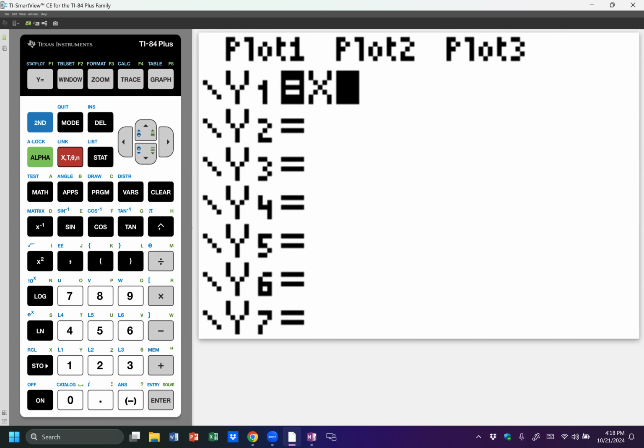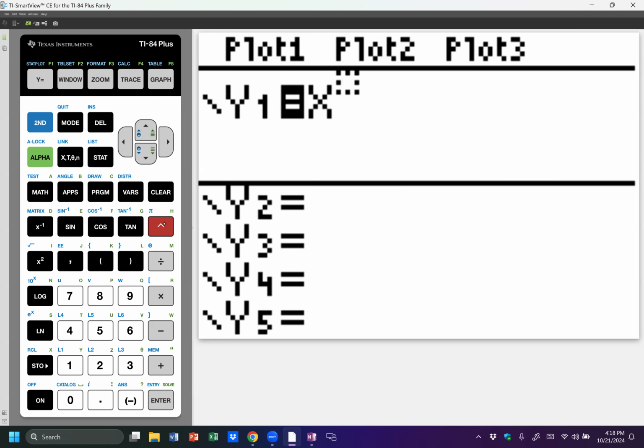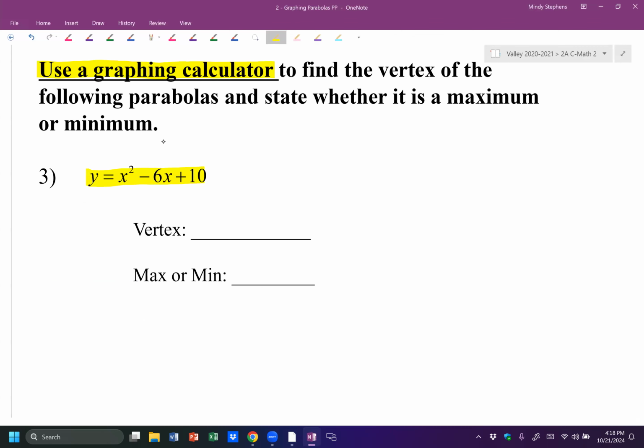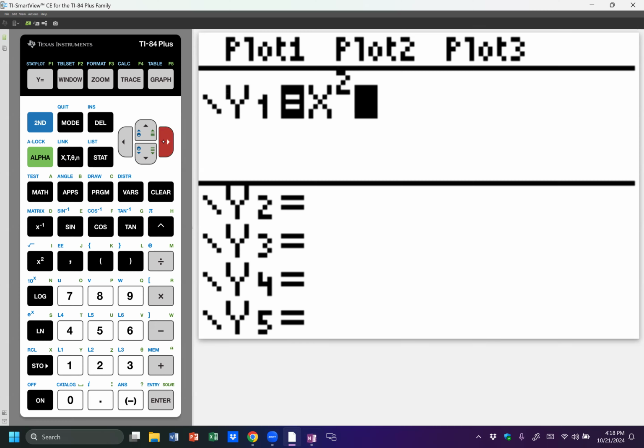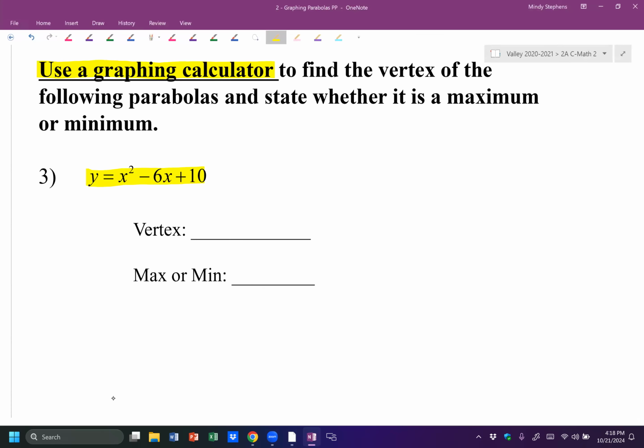Then we're going to square that. So push your caret key. Again, it's red on my screen. And then push your 2. Then you have to hit the right arrow to get out of that. And then we're going to keep typing. So the next one is minus 6x plus 10. Minus 6, and then push your X button again, plus 10.